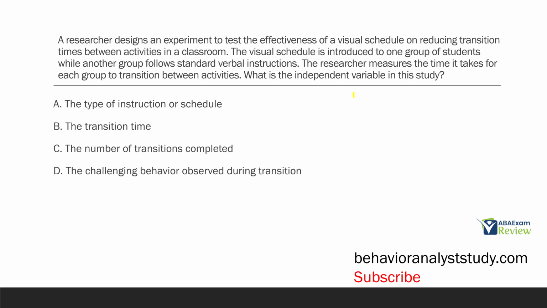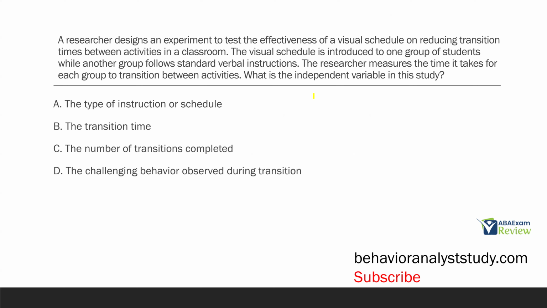A researcher designs an experiment to test the effectiveness of a visual schedule on reducing transition times between activities in a classroom. The visual schedule is introduced to one group of students while another group follows standard verbal instructions. The researcher measures the time it takes for each group to transition between activities. What is the independent variable in this study?